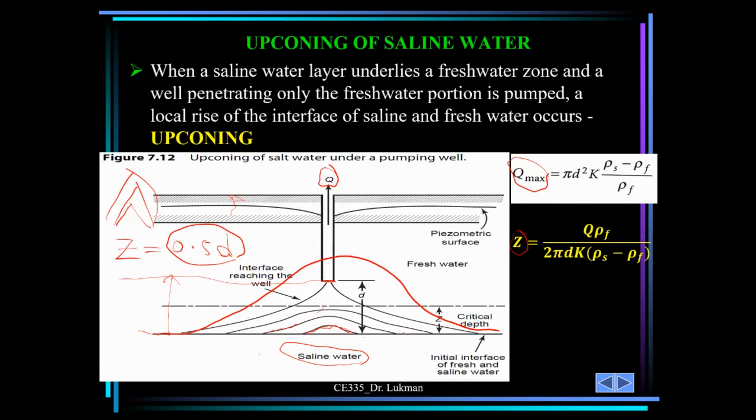That is the safe discharge rate, because excess discharge, or excess flow rate, or pumping of water from the well causes saline water to intrude into our wells. Okay, this is the process, this is the mechanism, this is how it takes place. The process is called upconing.